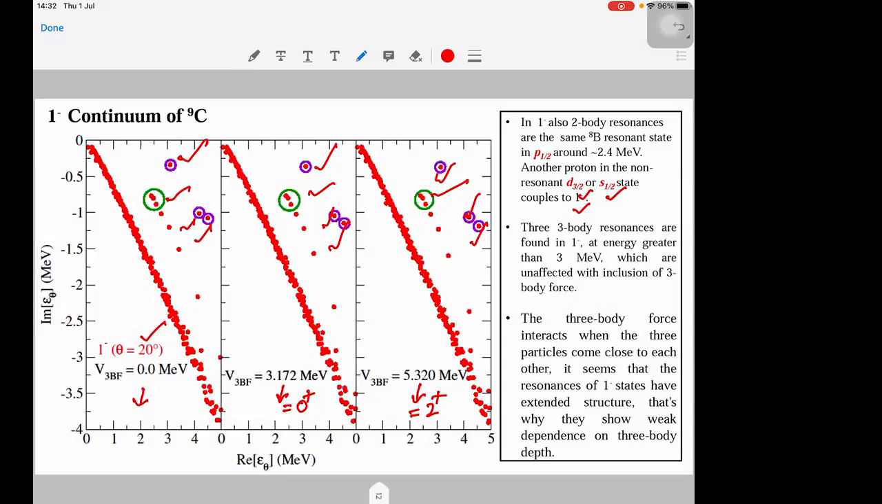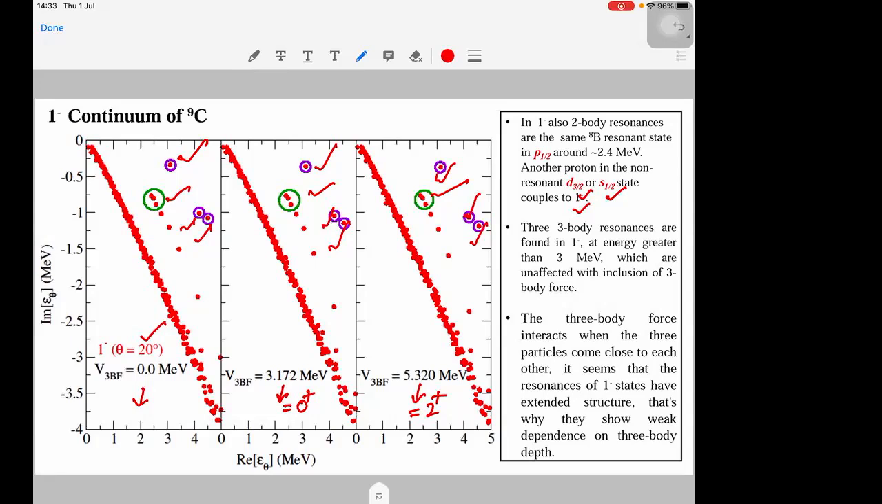But it seems that resonances in one negative states have extended structure. Of course, this is a verbal statement. We need to see the density distribution, the dineutron correlations for these states. That is a separate story to claim this thing. But this is the impression, because we cannot see any effect of three body force on these resonances. So it seems that these resonances have extended structure. That's why they show weak dependence on three body depth.